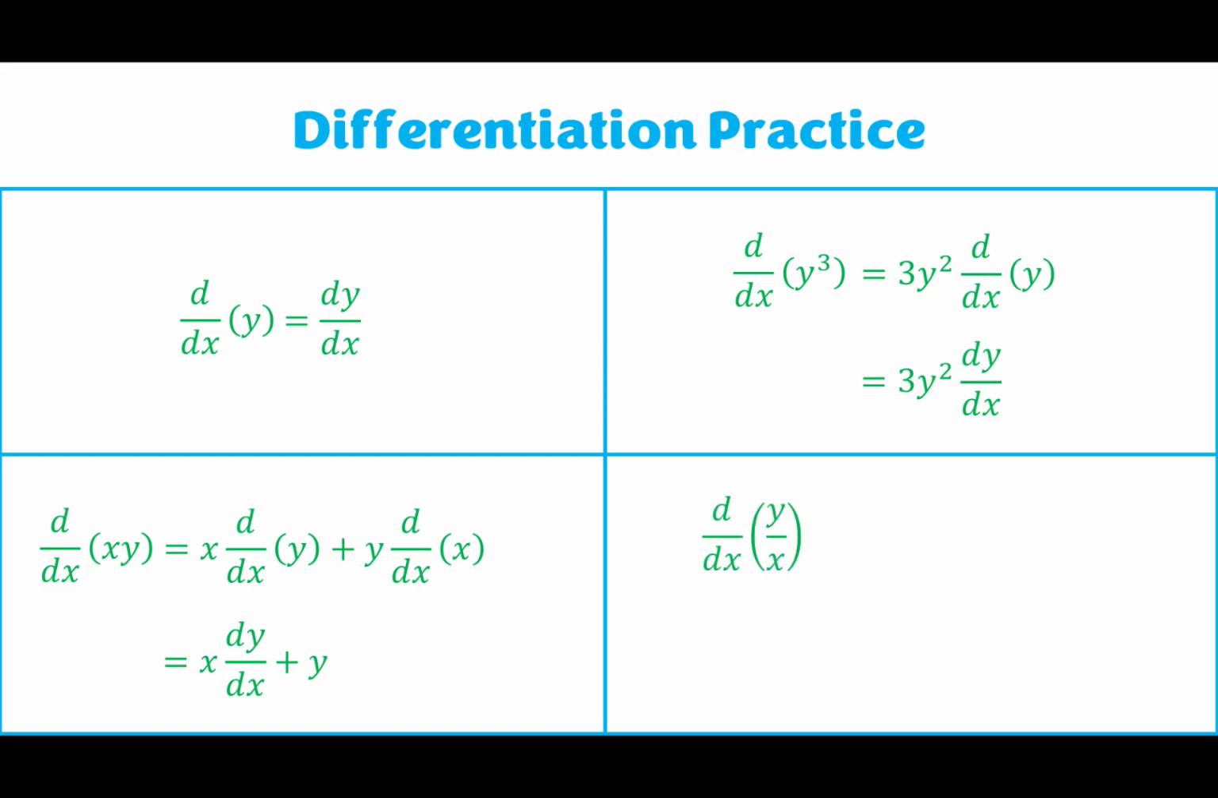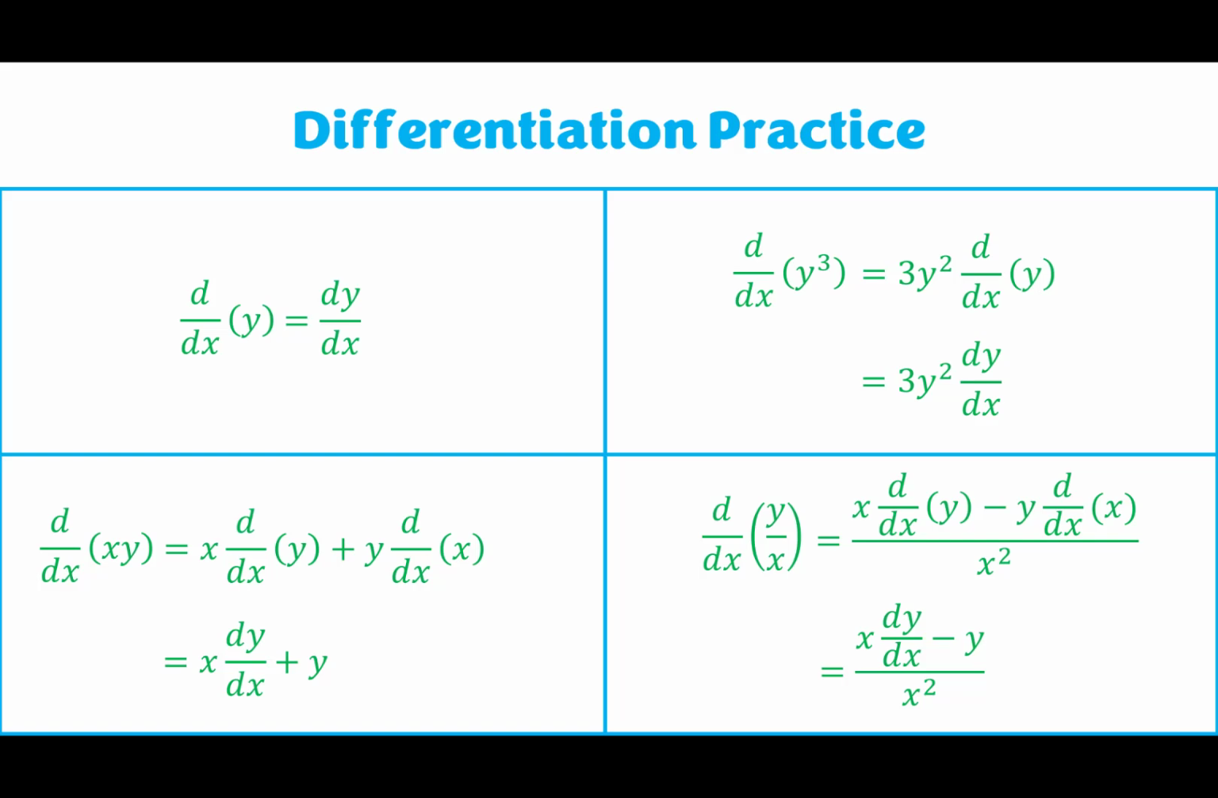Okay, one more. The derivative of y divided by x with respect to x. So this one we'll have to use quotient rule because it's a quotient. And there we are, there's quotient rule. x times the derivative of y with respect to x minus y times the derivative of x with respect to x, all divided by x squared. But again, what's the derivative of y with respect to x? Well, that is dy dx. And the derivative of x with respect to x, well, that's 1. So there is the final answer for that derivative.